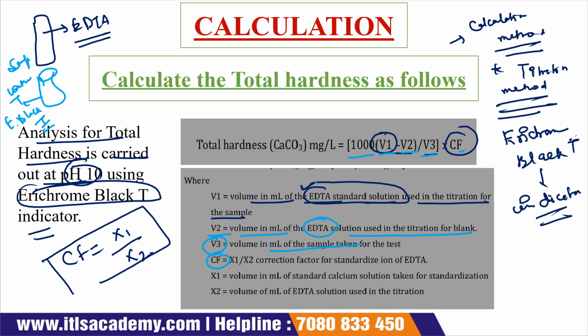Now CF is what? CF is equal to X1 divided by X2, which means that it is a correction factor for the standardization of EDTA. X1 is the volume in ml of standard calcium solution taken for standardization, and X2 is the volume in ml of EDTA solution which is used in the titration. By putting all the values into the formula, you will get the total hardness. Not the amount of magnesium present in the sample, but you get the total hardness.